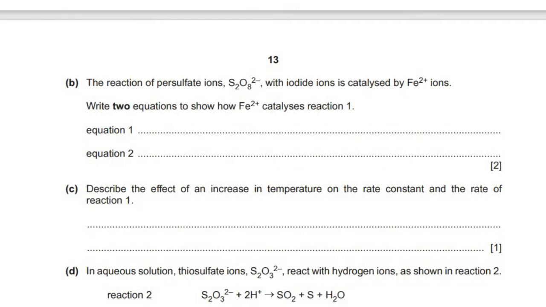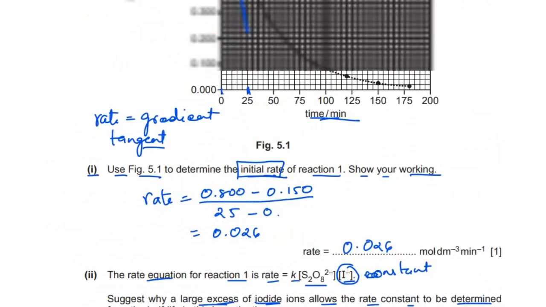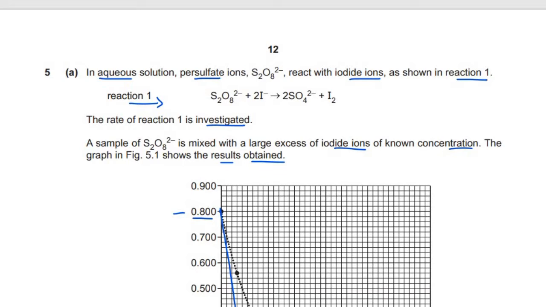It says the reaction of persulfate ions with iodide ions is catalyzed by Fe2+ ions. Write two equations to show how Fe2+ catalyzes reaction 1. Now let's understand what is happening in reaction 1. We can see that the persulfate ions react with 2 moles of iodide ions to form 2 moles of sulfate ions and an iodine molecule. Now this reaction needs a catalyst.